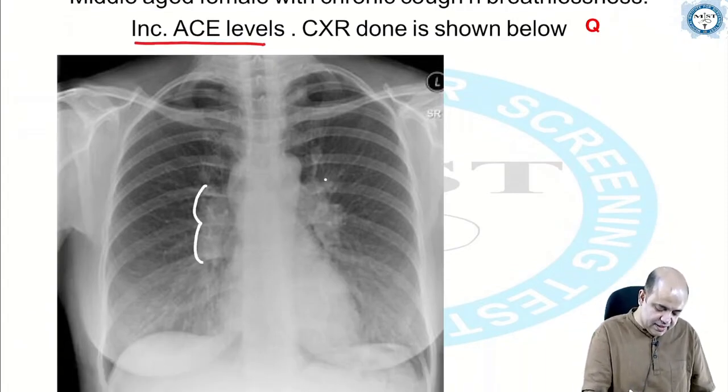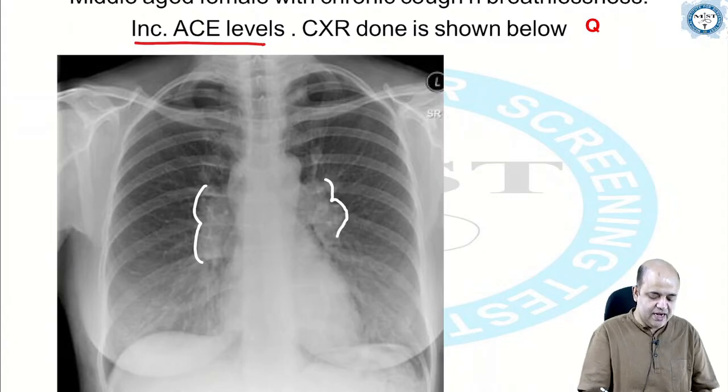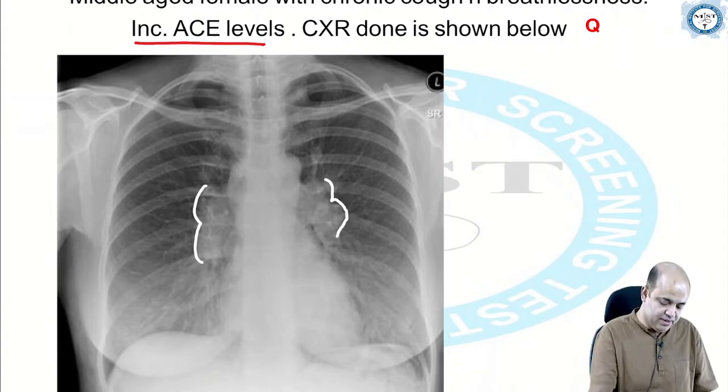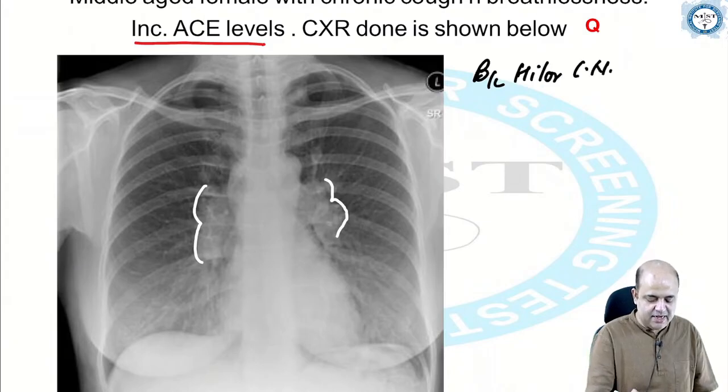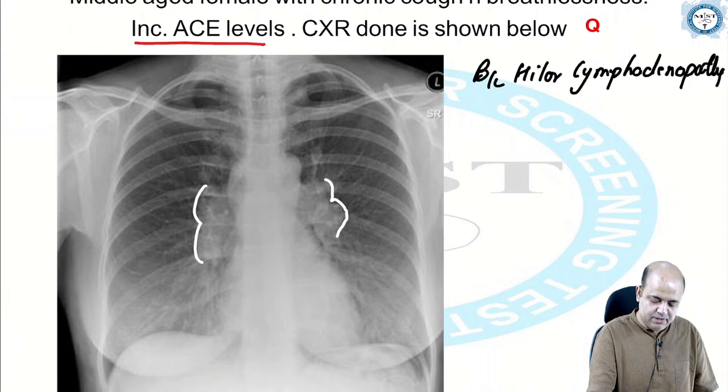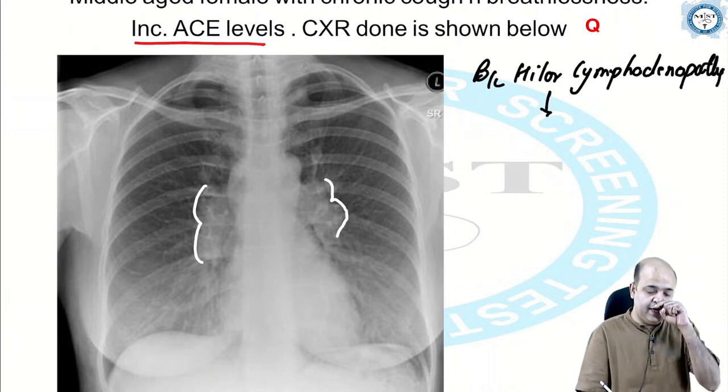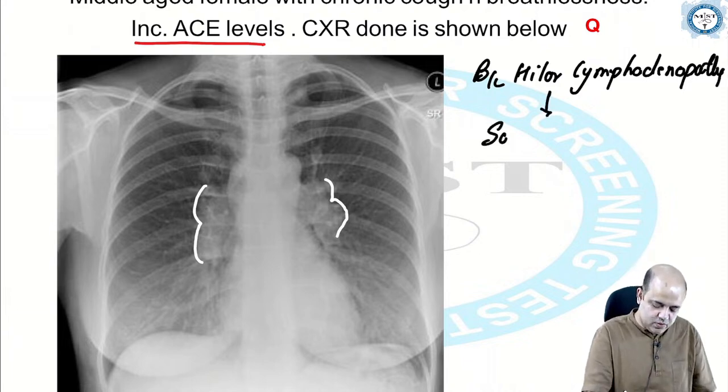We can see that bilateral hilar lymphadenopathy is there. There is a bilateral hilar lymph node enlargement. Lymphadenopathy is there, and this is indicative of sarcoidosis.